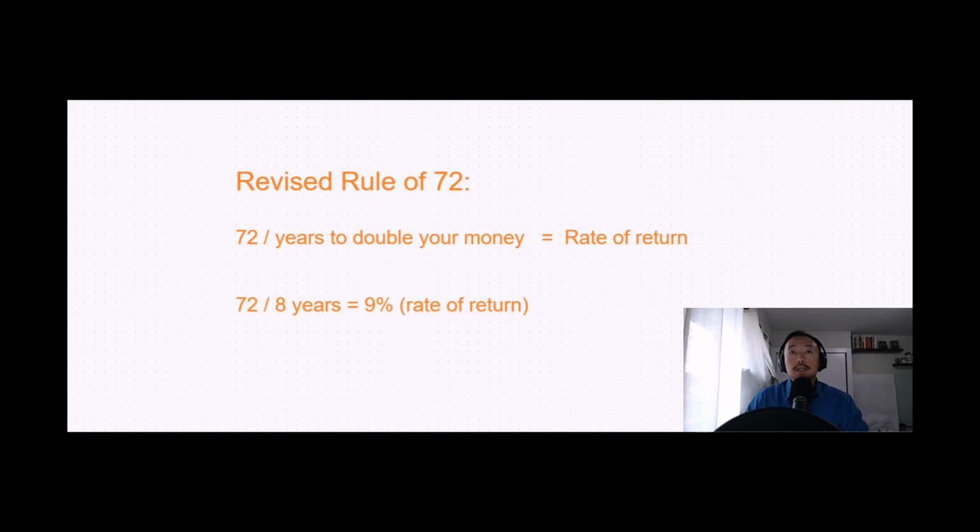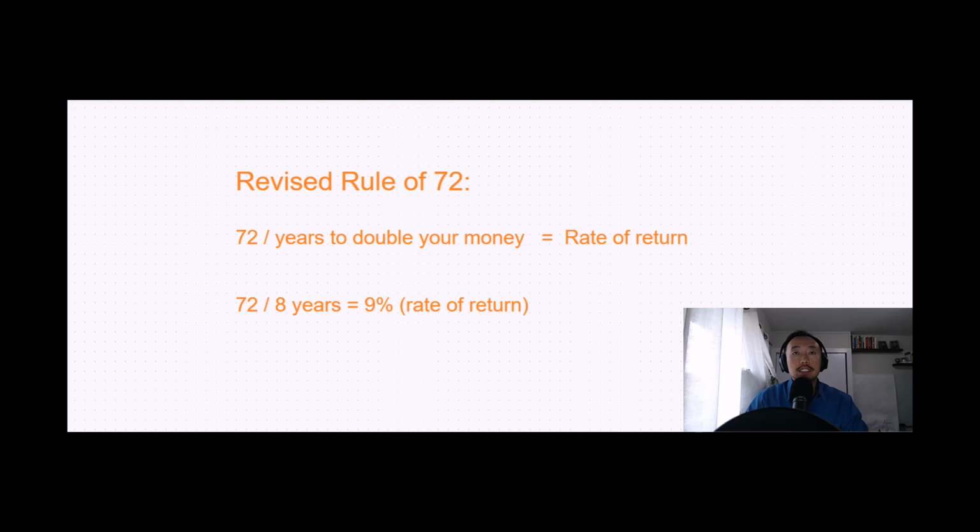You can also watch my other video on the rule of 72 for a more in-depth explanation of the rule of 72. But rearranging the rule of 72 as shown below, the revised formula can show you the rate of return you'll need in a given amount of time to double.